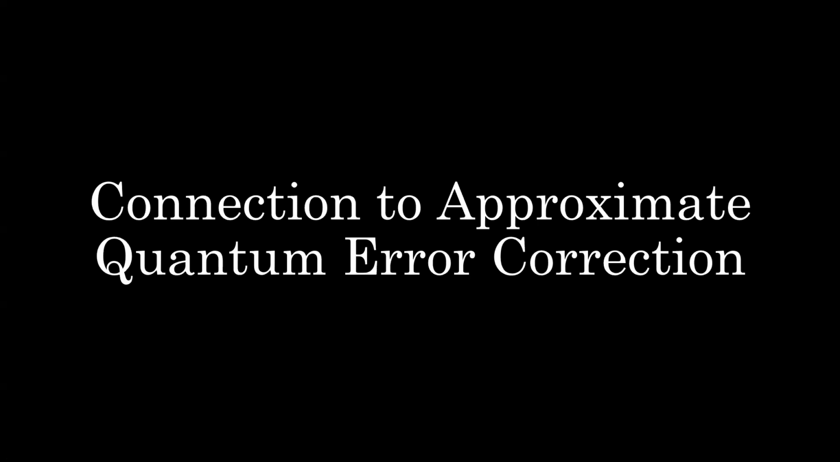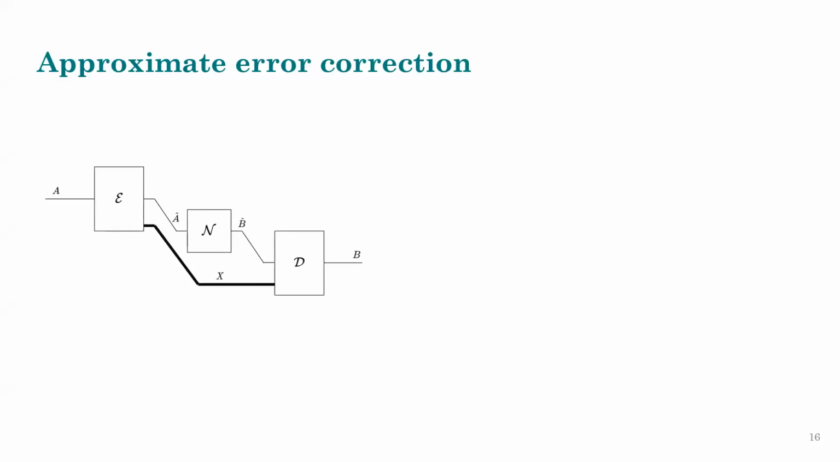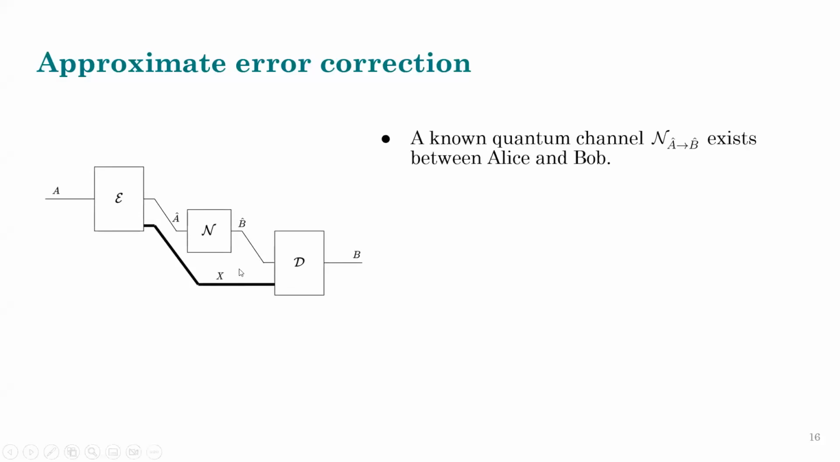So now we're going to connect this to approximate quantum error correction. The problem of approximate error correction looks something like this: that Alice and Bob, they already have a channel N, and they're allowed to do local operations on that system, and Alice is allowed to send some classical data to Bob, and then they want to simulate an identity channel with this operation.